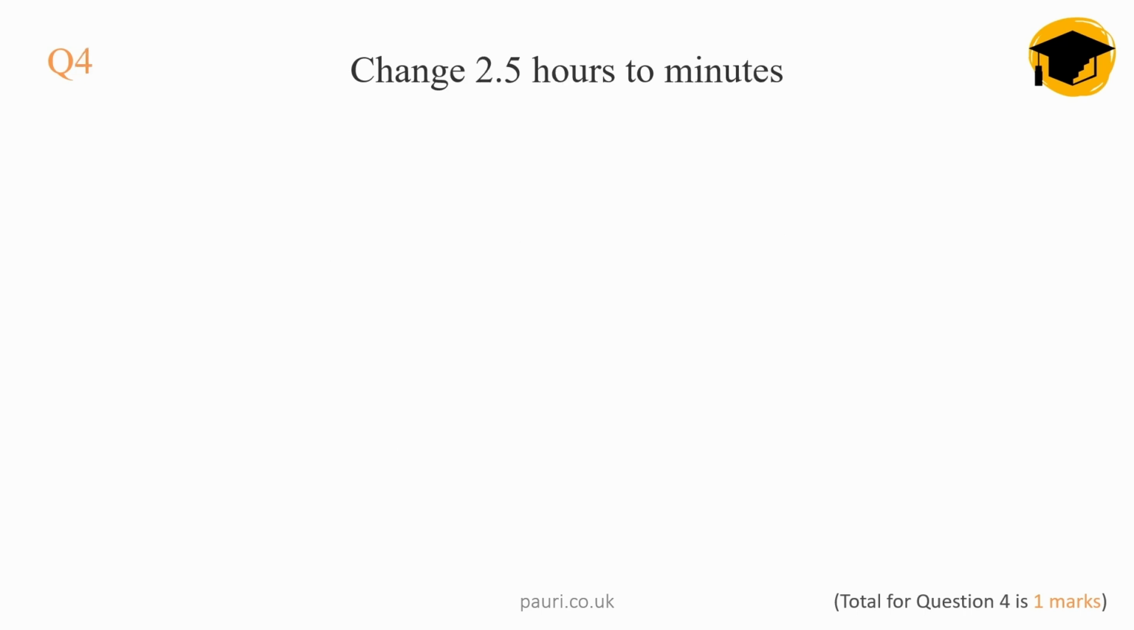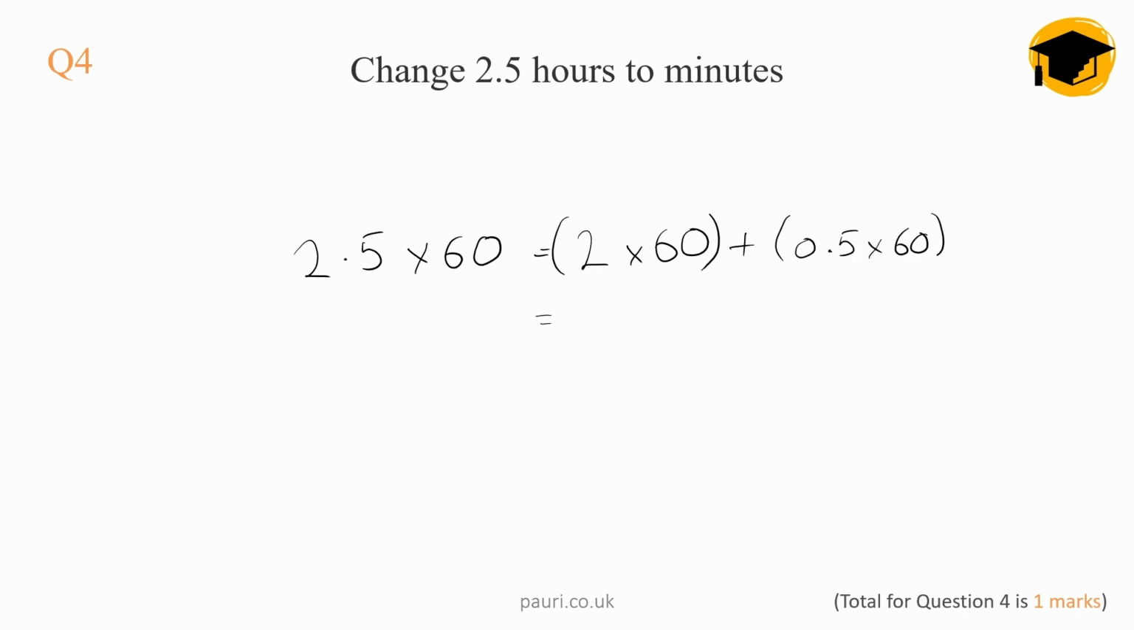Change 2.5 hours into minutes, so 2.5 times 60. That's the same as saying 2 times 60 and a half times 60. So I'm splitting up the 2.5. Hopefully this is easier for you. 2 times 60 is 120. A half times 60 is 30. 120 plus 30 is 150. Units is minutes. 1 mark.